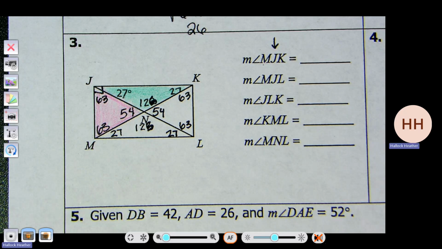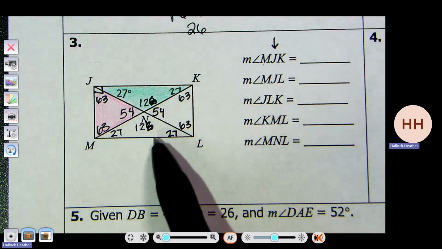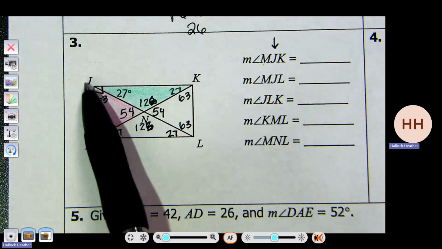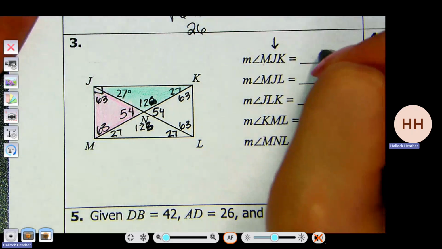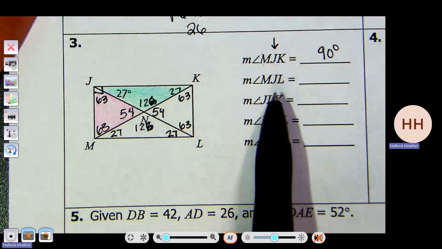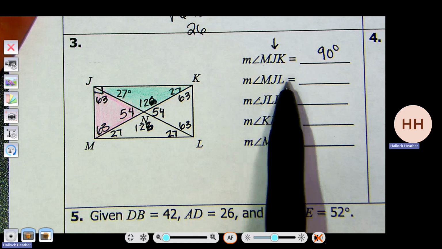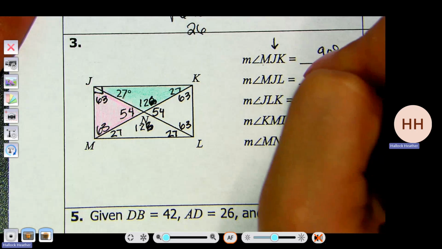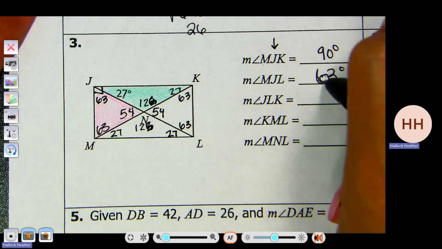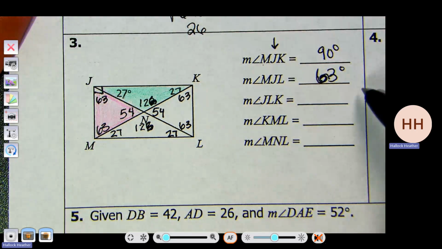Thank you. Yeah, it's 126. My bad. Okay, so how much is MJK as a whole? 90 degrees. The next one says MJL. 63, because it's a piece of it. Take a second, see if you can fill out the last 3 angles.